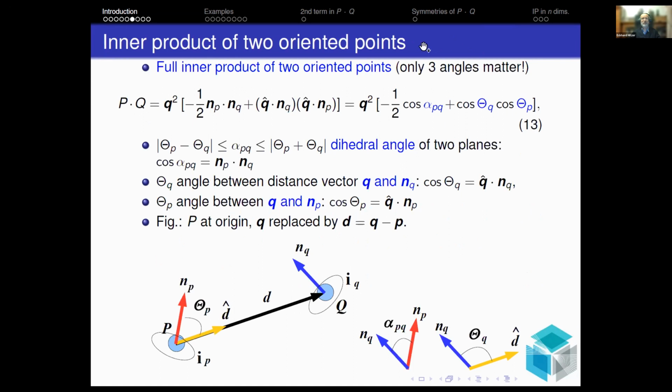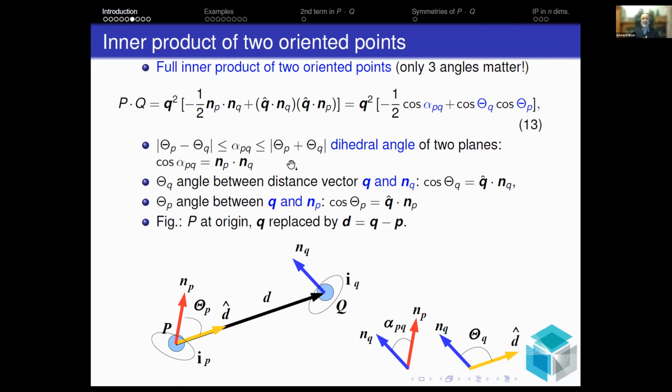Now the inner product of 2 oriented points, as we see from the 3 inner products in the result, depends only on 3 angles. So the angle between NP and NQ we call, as you see in the diagram below, alpha PQ. That is basically the dihedral angle between the 2 planes of orientation. And then we have the angle cosine theta P and theta Q. And these are the angles between the distance vector and the normal vector NP, and the distance vector and the normal vector NQ.